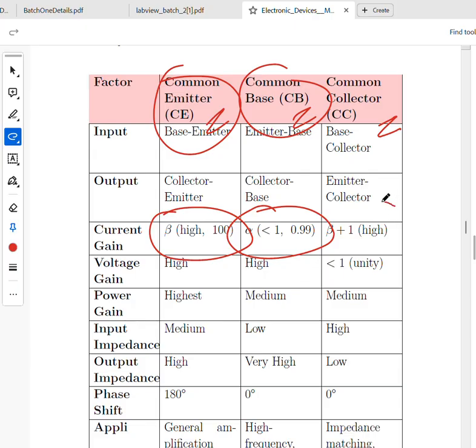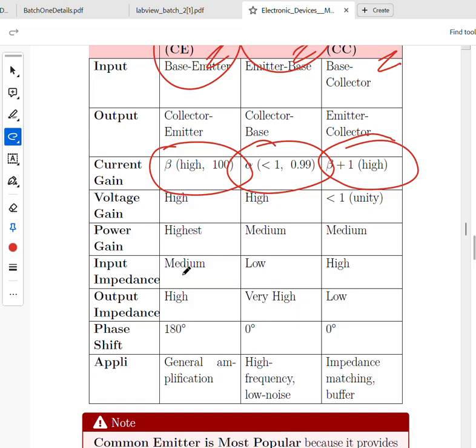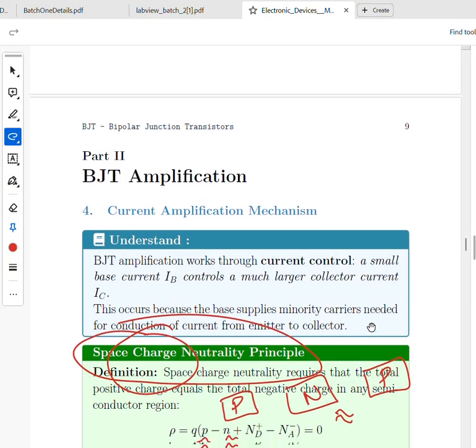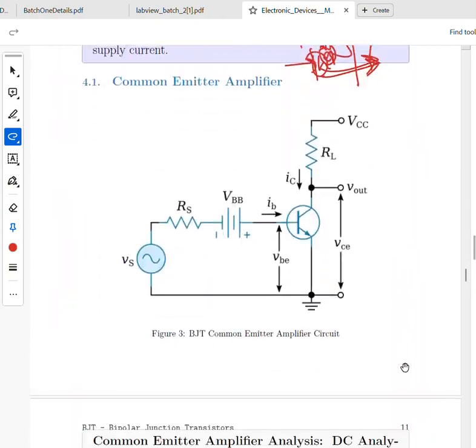Now, this common collector, we'll talk about it later. But you can look at the three different cases. They'll have different configurations, different impedance. I can talk about impedance, but don't really need it at the moment, so maybe we'll come back to it in a bit. But let us go to something more fun.